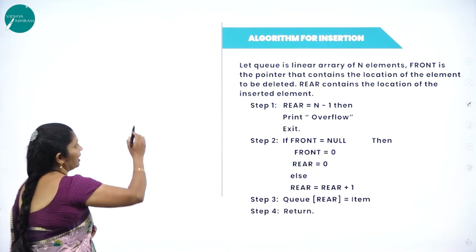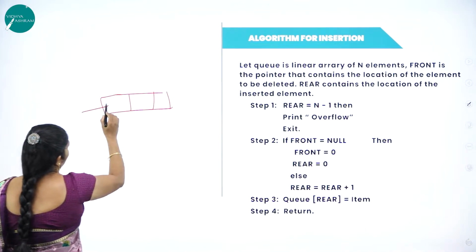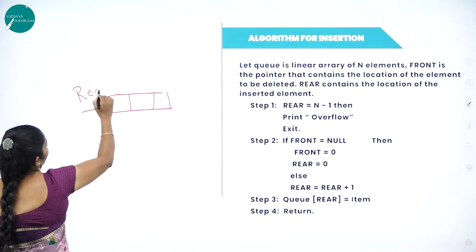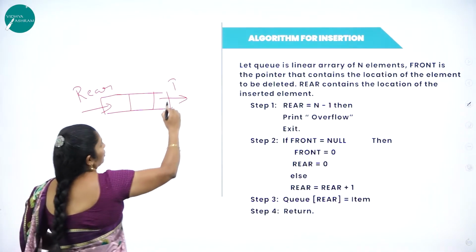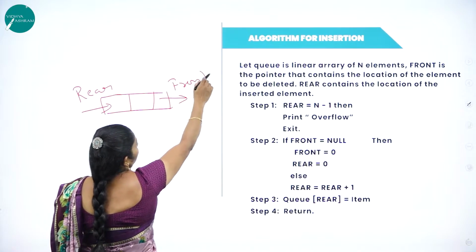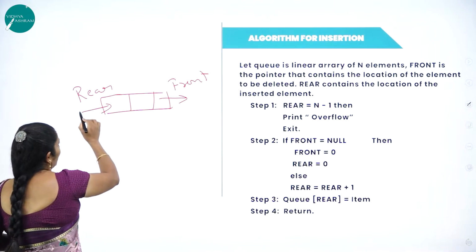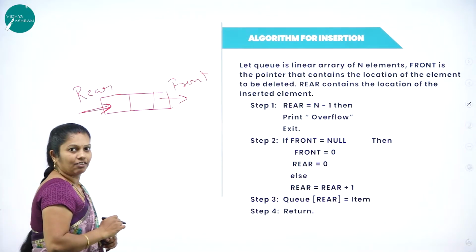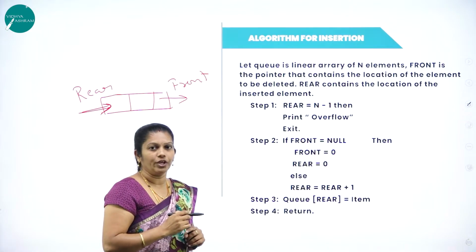The place where we are inserting an element can be called the rear of the queue, and the place where we are removing an element can be called the front of the queue. Here, the algorithm for insertion means we are inserting an element at the rear position of a queue.